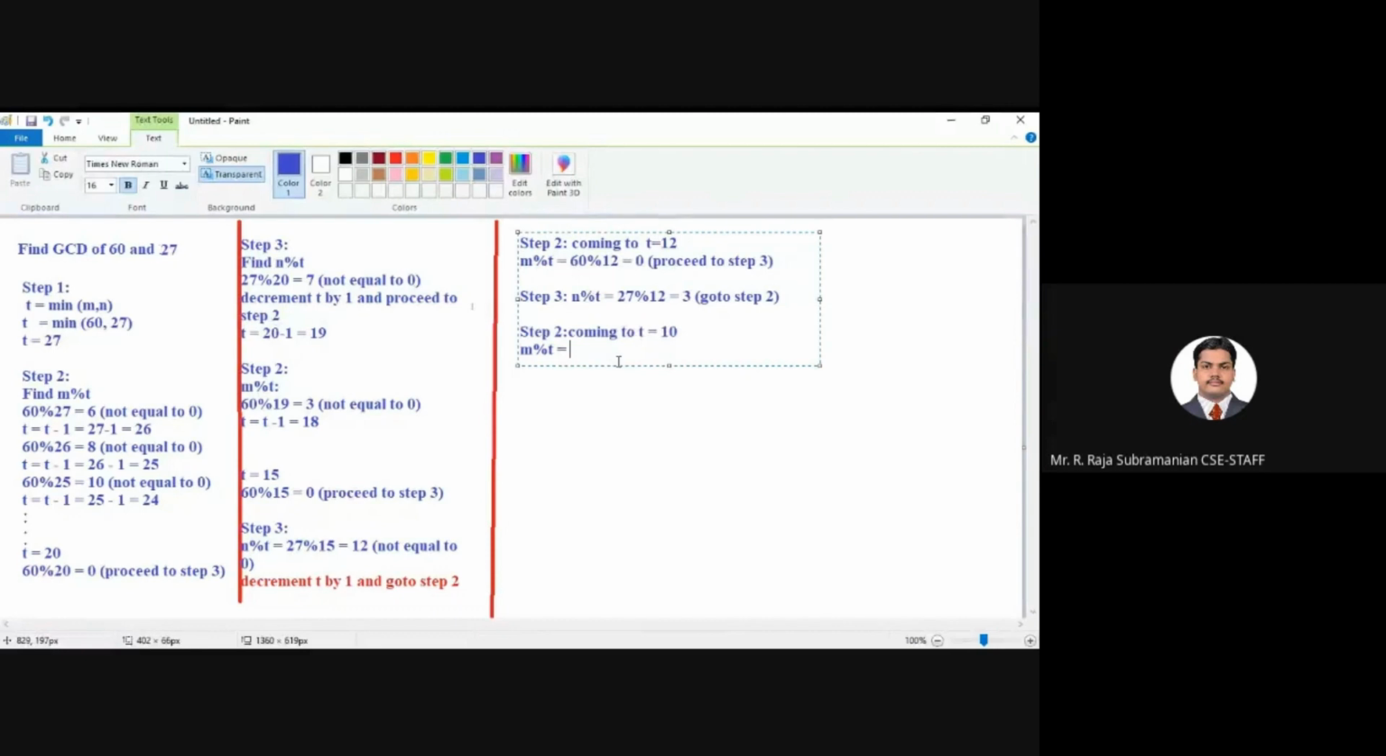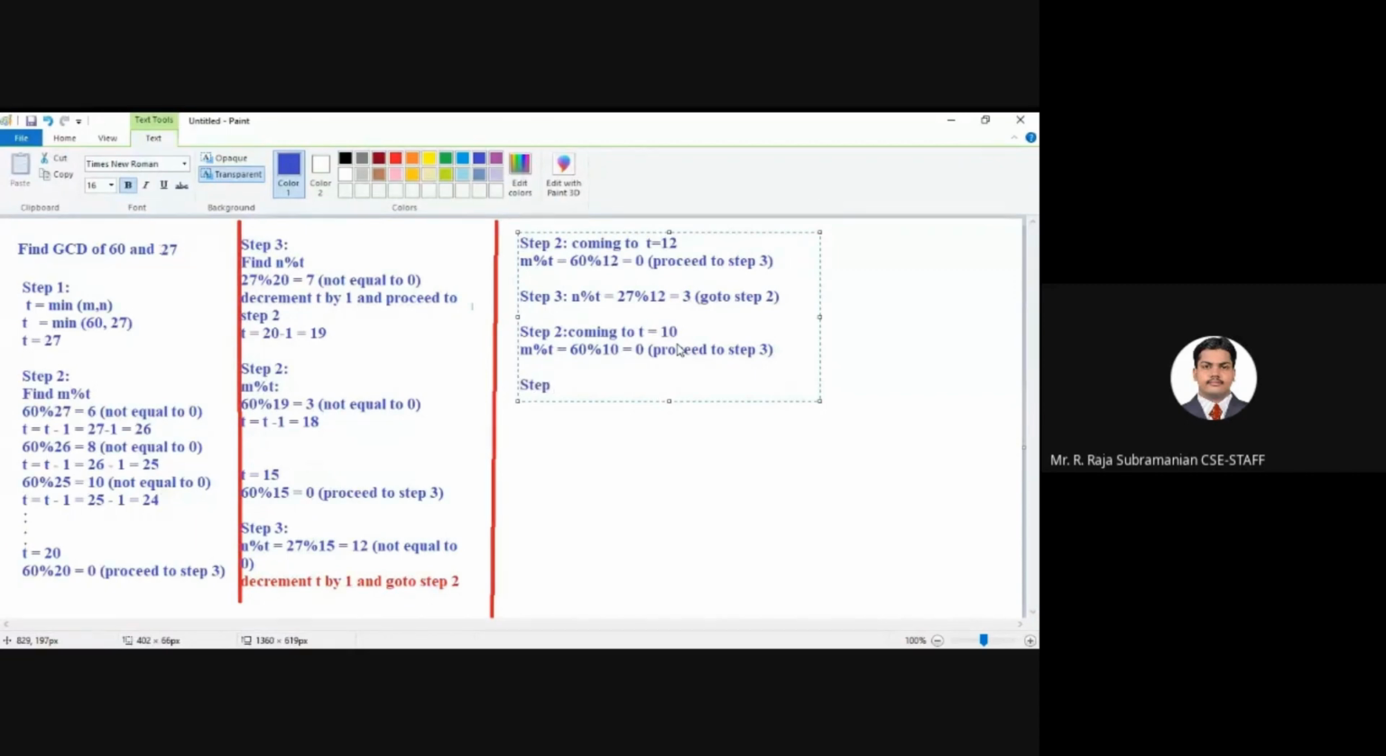So far so good, right? Yes, sir. So 16 mod 10 will again be equal to 0. Here also the same. I was at 12, and I skipped 11 because 11 will not give me any good thing. So I go to 10, right? And here I say proceed to step 3.